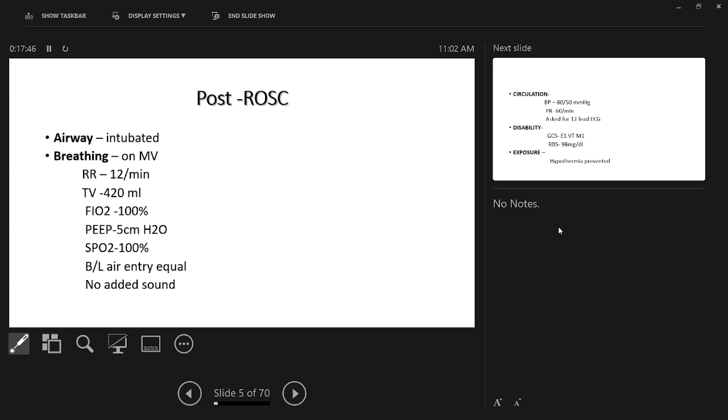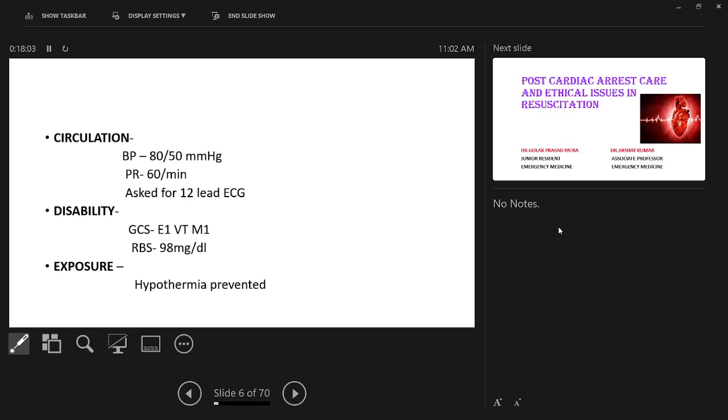For breathing, he is on mechanical ventilation in PCV mode with a respiratory rate of 12 per minute, a tidal volume of 420 ml, FiO2 of 100% and PEEP of 5 centimeters of water, with an SpO2 of 100%. On auscultation, there is bilateral equal air entry with no added sounds. On circulation, the blood pressure was 80 by 50 millimeters of mercury with a pulse rate of 60 per minute. Then we asked for a 2D echo subsequently. On disability, the GCS was E1 VT M1 and the RBS was 98 milligrams per deciliter. In exposure, hypothermia was prevented.